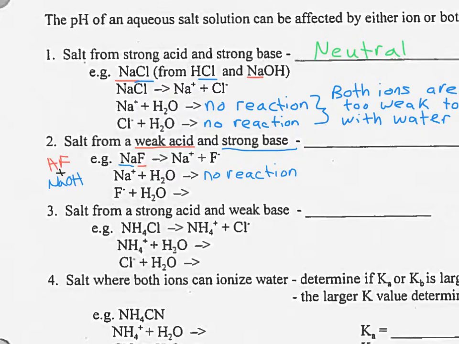This is because the conjugate base of a weak acid is a weak base. So the fluorine ion is going to act like a base and steal a proton from the water. So it's going to ionize the water, and we're going to get HF plus an OH negative. Because we have that hydroxide right here, it means that the resulting solution is going to be basic.